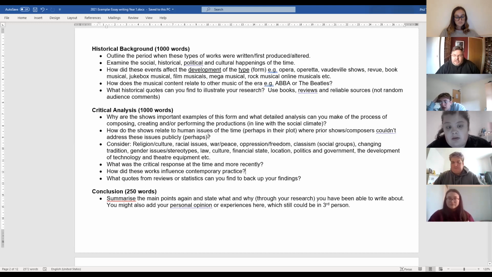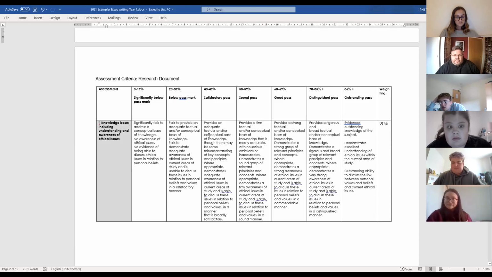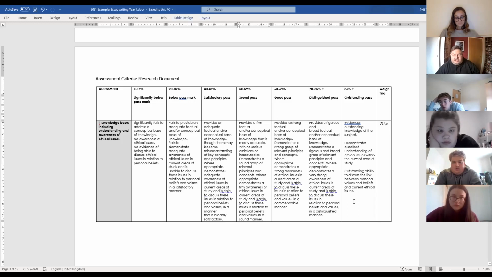Okay, thanks for that. Here is the mark scheme. I'm not going to go through every single column, but basically the first section is about your knowledge and understanding, and also any awareness of ethical issues, which is stuff like casting, race, etc. That's worth 20% of the whole grade, and it goes up from satisfactory, where you've got a general understanding but with some misunderstandings of some key concepts, up to 86 plus, up to 100, outstanding understanding of what you're writing about.